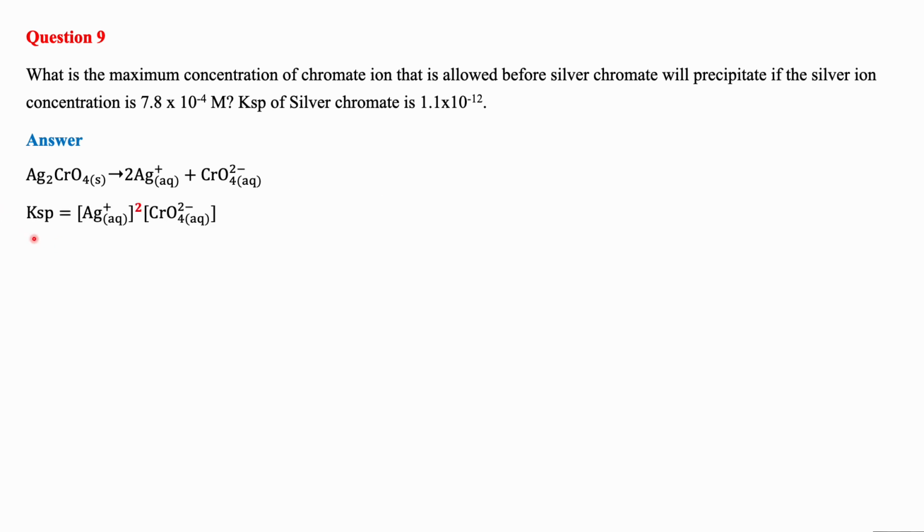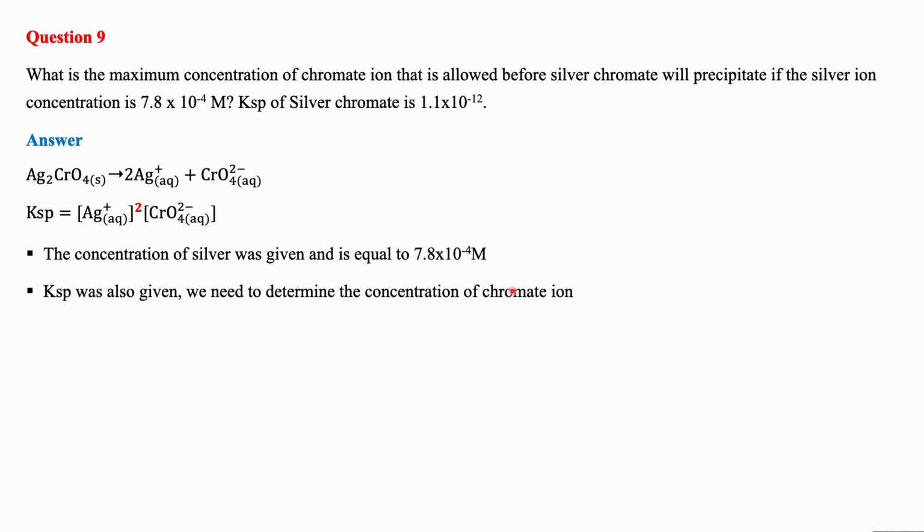If you are going to write the KSP, which is the solubility product constant, it will be equal to the concentration of the silver raised to the power of 2, because here we have 2 moles, times the concentration of the chromate. So the concentration of the silver was given, which is equal to 7.8 times 10 power negative 4 molar.